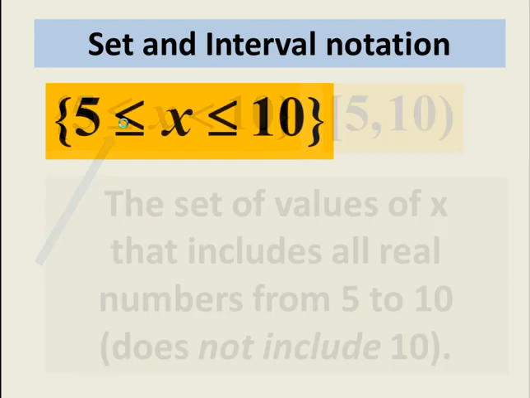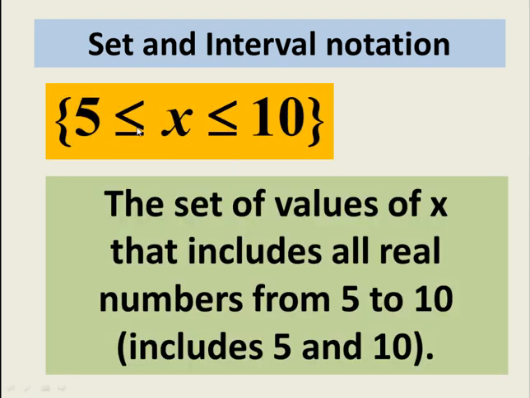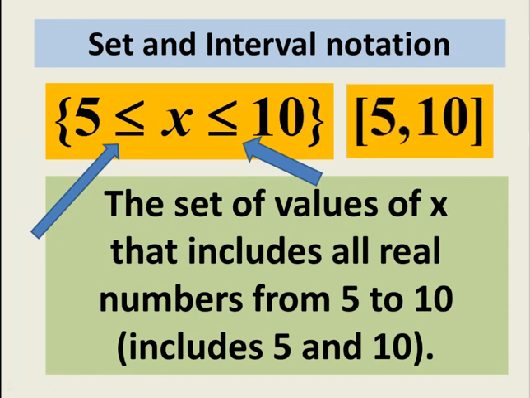All right, let's look at the next one. Now we're told something different. The set of values of x that includes all real numbers from 5 to 10, and this time it includes 5 and 10. Why does it include it? Because now you can see that little equal line on the bottom of both. So 5 and 10 are now both included in that set of values. And we have to do the same thing in interval notation. We now see that both ends turn to brackets. So the 5 is included and the 10 is included.